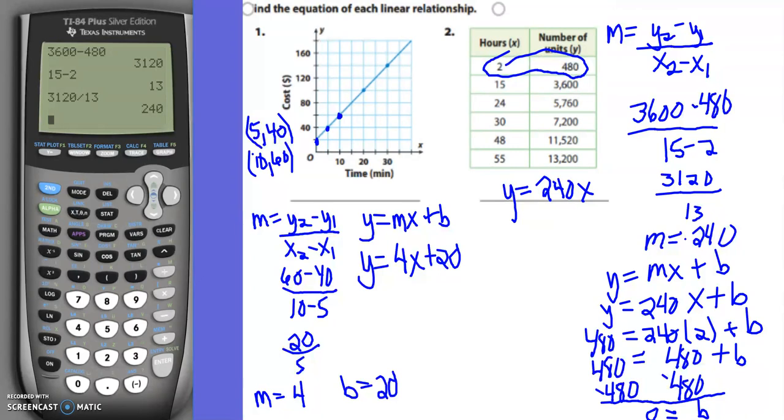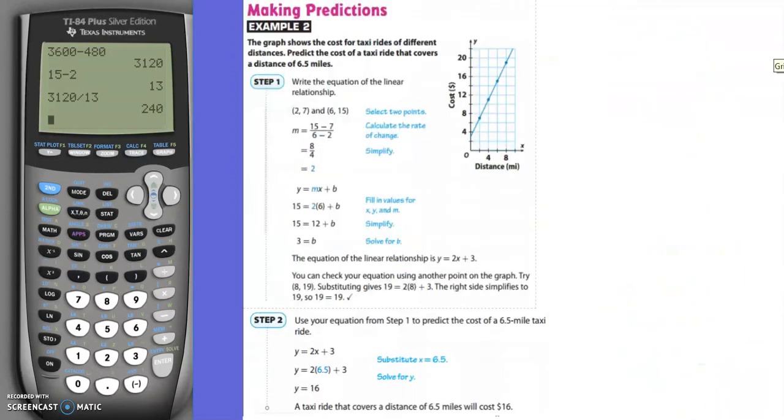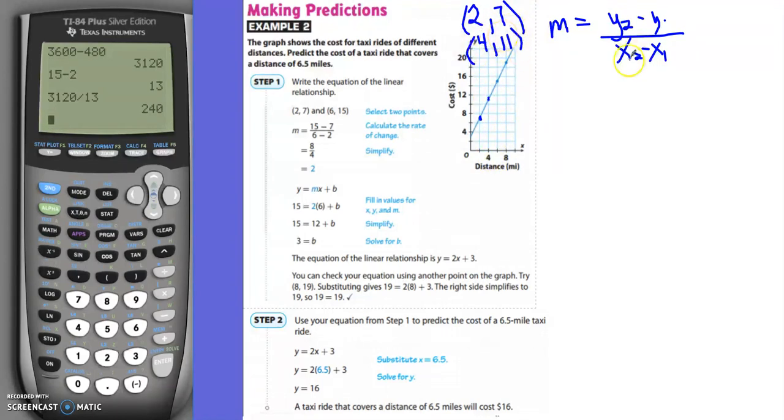Okay, flip it over to the back side. The graph shows the cost for taxi rides of different distances. Predict the cost of a taxi ride that covers a distance of 6.5 miles. Well, first we want to find slope. So we want to say the change in y over the change in x. Alright, so we can take 2 points. Let's say that we take this point here, which would be 2, 7, and this point here, which is 4, 11. So we have 11 minus 7 and 4 minus 2. So 11 minus 7 is 4 over 2, which is 2.